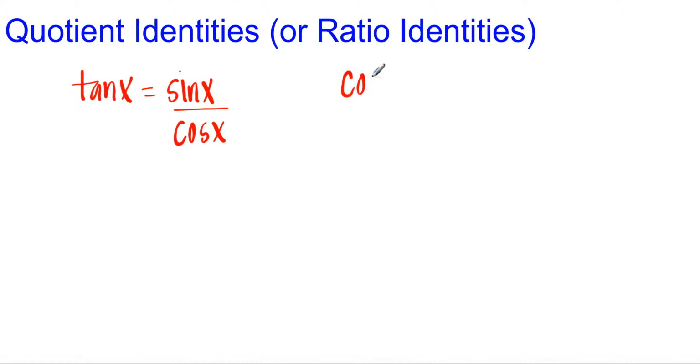The quotient identities are also referred to as the ratio identities, and those are just two of them. Tangent x is equal to sine x over cosine x, and cotangent x is equal to cosine x over sine x. It's important to note that we can take any of these trig functions and rewrite them in terms of sines and cosines. So notice the relationship between many of these and how they can be rewritten in terms of sine and cosine. That's something we're going to use a lot in a couple of the examples.